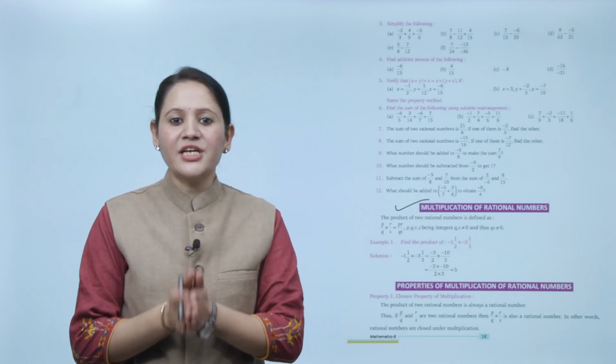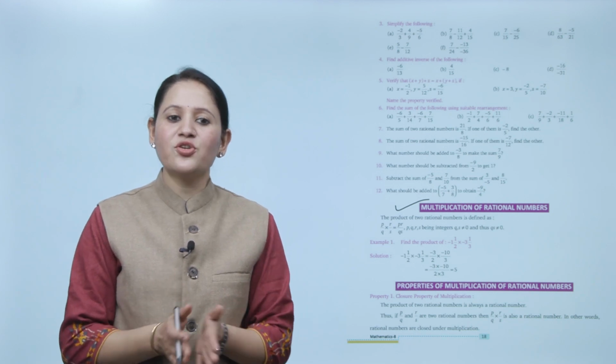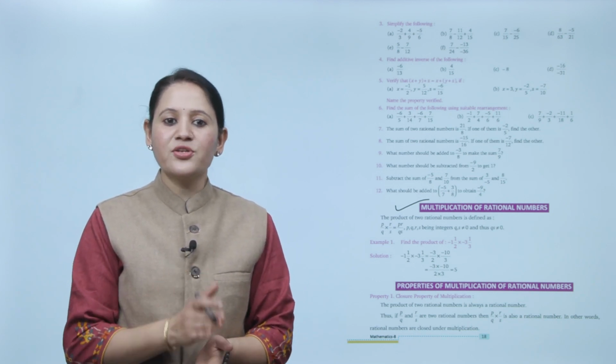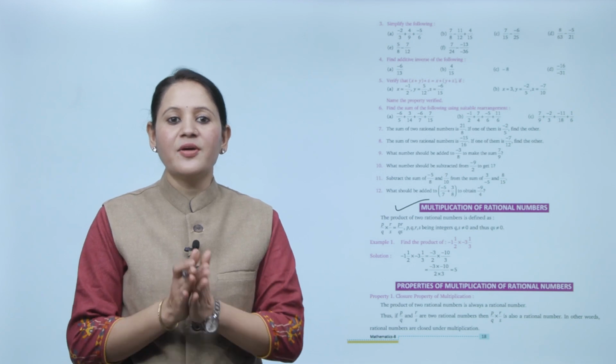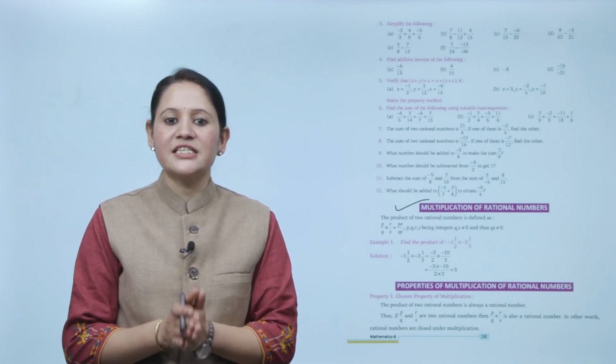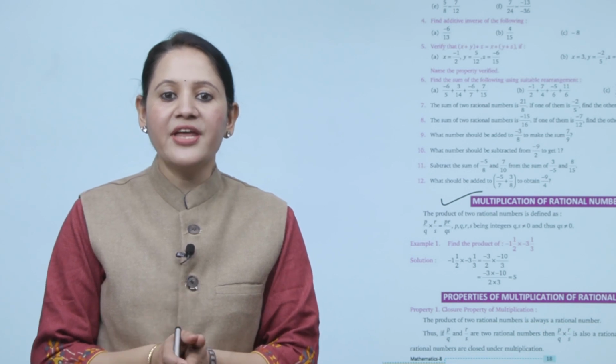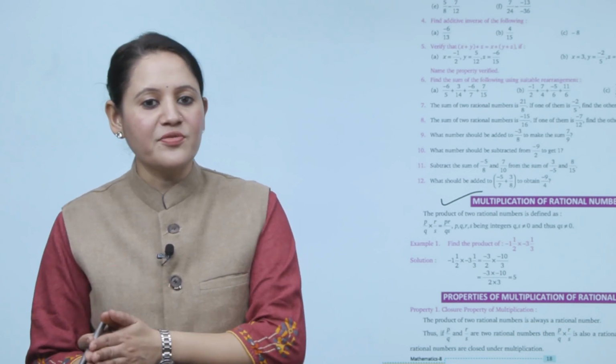The product of two rational numbers is defined as P upon Q multiplied by R upon S, that is equals to P into R upon Q into S, where P, Q, R, S being integers, and Q and S that is not equals to 0.